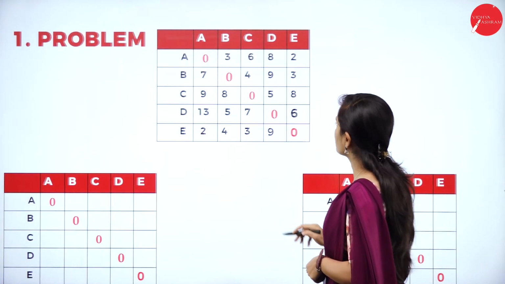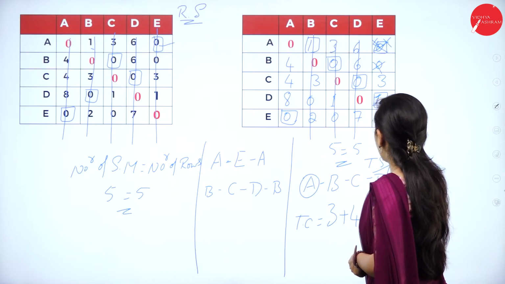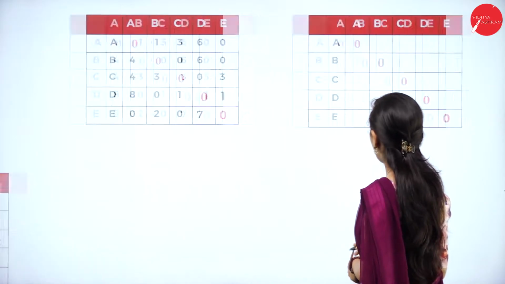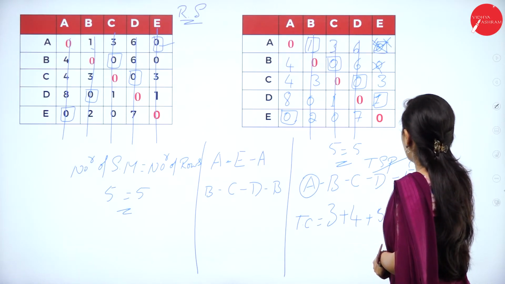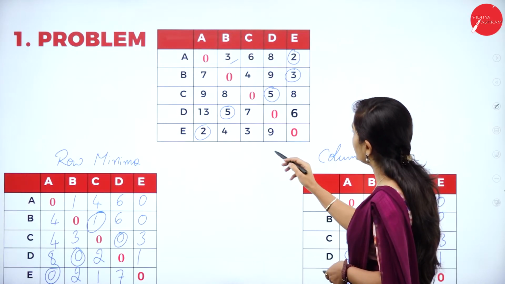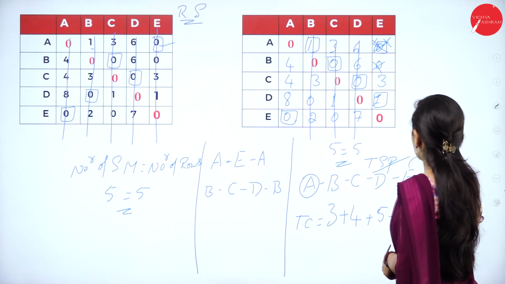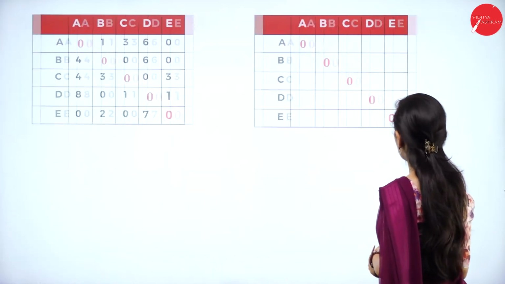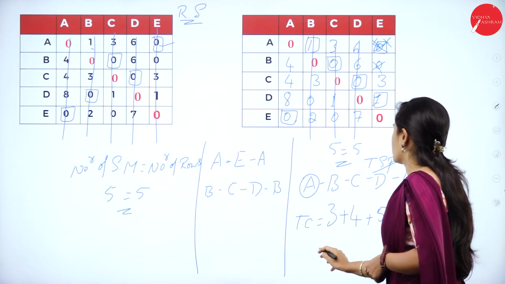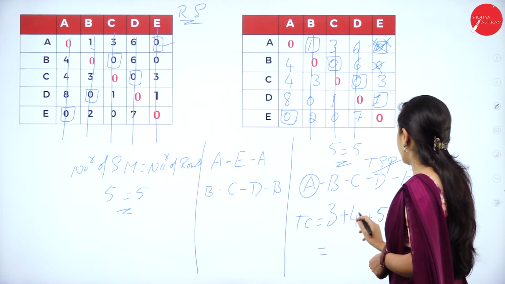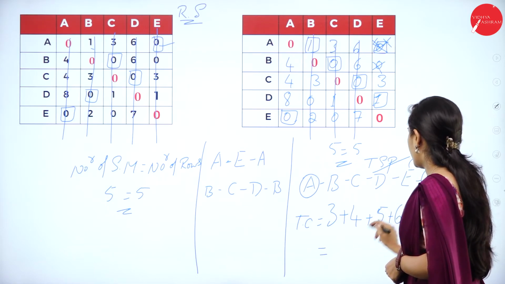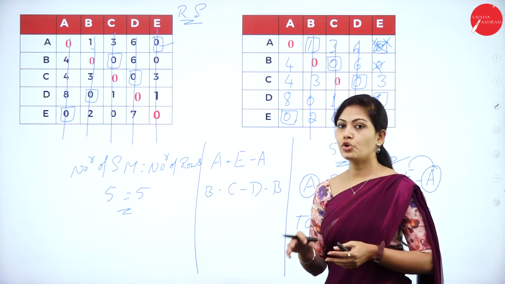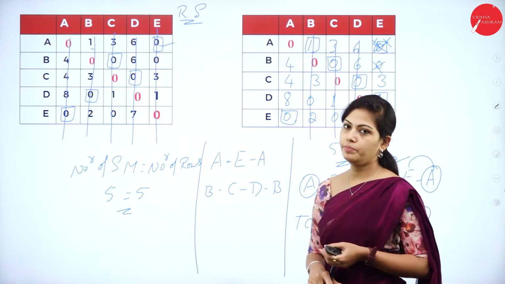B to C is 4, and C to D is 5, and D to E is 6, plus E to A is 2. So the total cost is 7, 12, 18 and 20. So 20 kilometers. The total cost is 20.